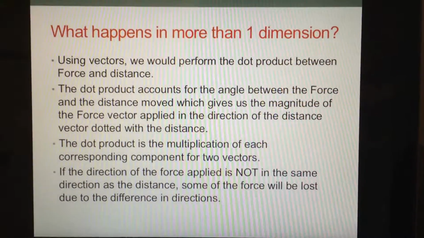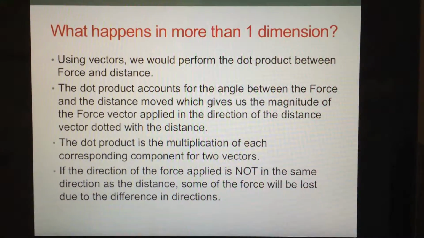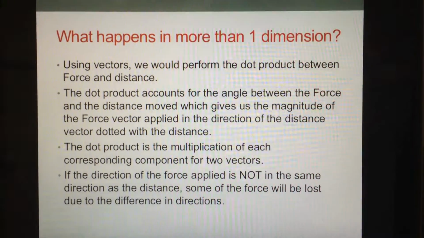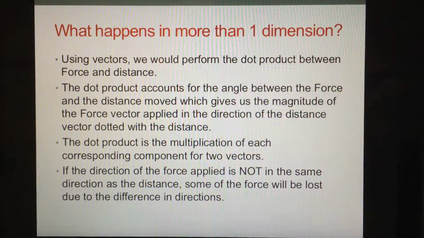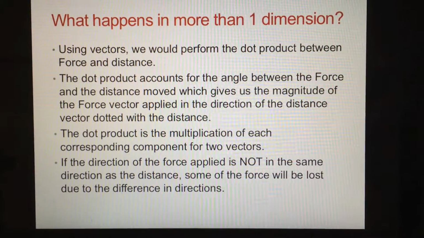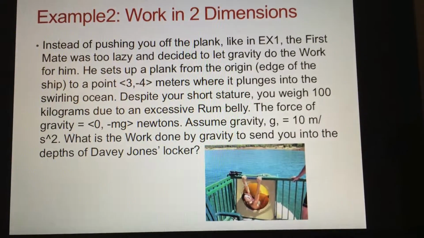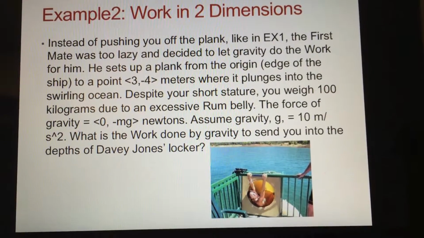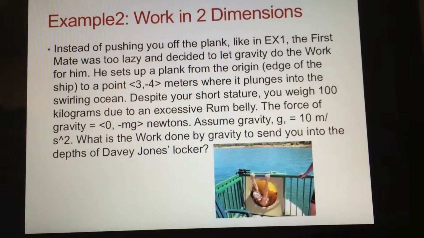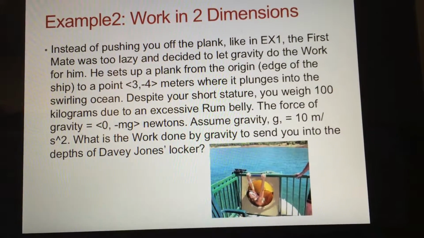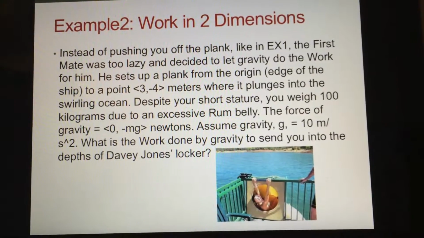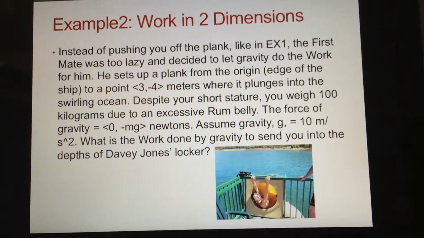So if the direction of the force applied is not in the same direction as the distance, some of the force will be lost due to the difference in directions. So this will be accounted for in our components of each vector. In this example, we're using 2 dimensions. So as seen in the last example, instead of pushing you off the plank, this time the first mate was actually too lazy and he wanted to let gravity do the work for him.